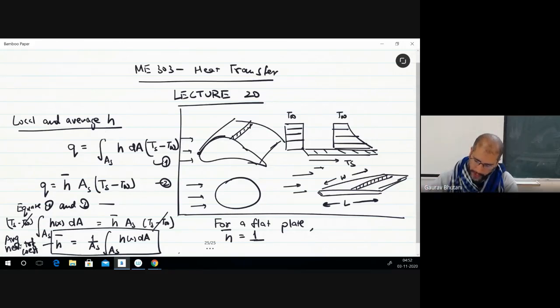The total surface area becomes W times L, and the integral happens over x here. So x goes from 0 to the length of the plate, and then you have h as a function of x times dx times w. So your dA is the width times dx. So w is a constant, it gets cancelled, and what you're left with is 1 by L integral 0 to L h dx. That is how we define an average heat transfer coefficient for a flat plate.